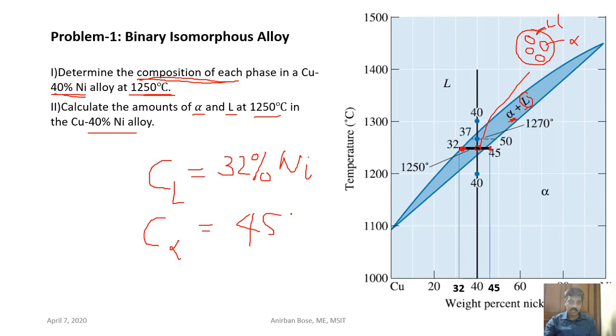45% nickel is the composition of the solid that is present. But remember, the overall composition of the system is 40%, with the liquid having 32% and the solid alpha having 45% nickel composition. Okay, so in the next part we'll have to find out what fraction of solid is there and what fraction of liquid is there. So the mass fraction is what you have to find out.